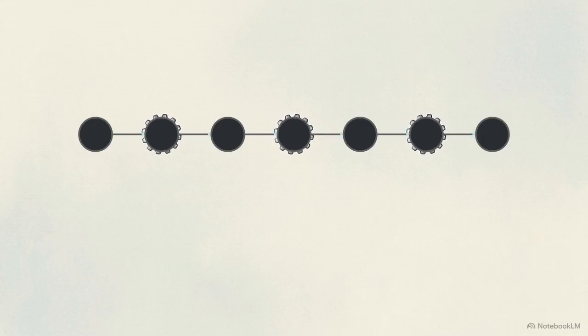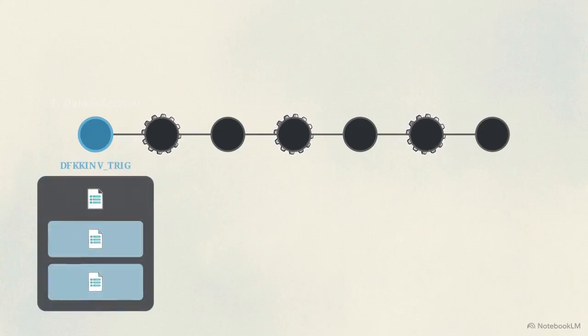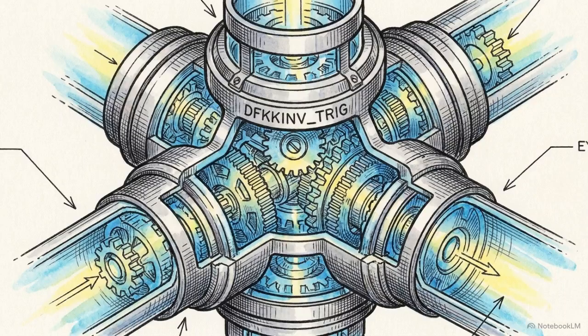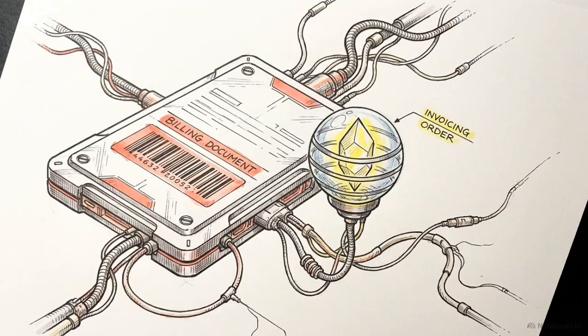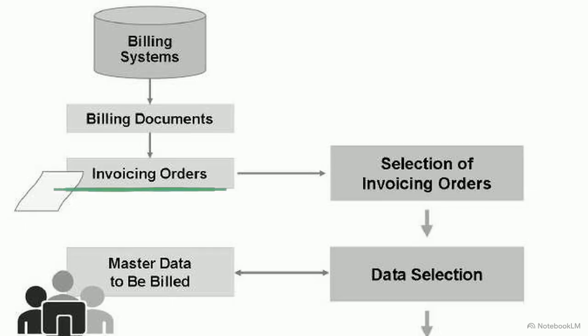The sequence initiates with Step 1, data selection. The system does not wait for manual inputs. It constantly scans for pending actions. The gatekeeper for this process is the DFKKINV_TRIG table. When a billing document is generated, it creates a temporary entry here called an invoicing order. Looking at this workflow, invoicing orders flow directly into the selection process to identify which billing documents require processing.